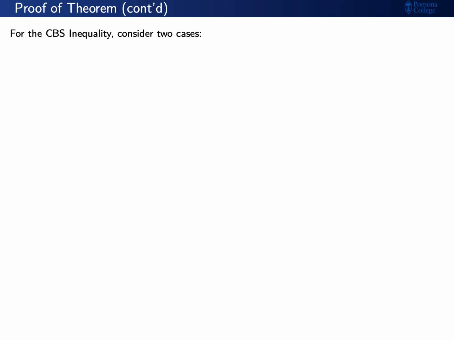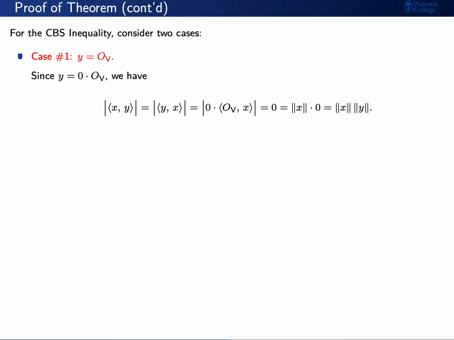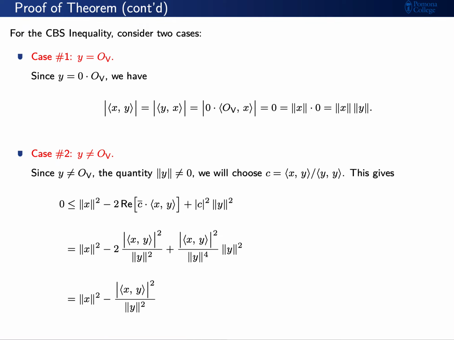If we'd like to prove the Cauchy-Bunyakovsky-Schwarz inequality, we need to consider a couple of cases. First, let's say that y is the zero vector. Then it's not too hard to show that the inner product of x with y is 0. Therefore, the absolute value of the inner product of x with y should be 0. But if y is the 0 vector, then we see that the norm of y is 0. So we find that this is equal to the norm of x times the norm of y, because again, everything is equal to 0.